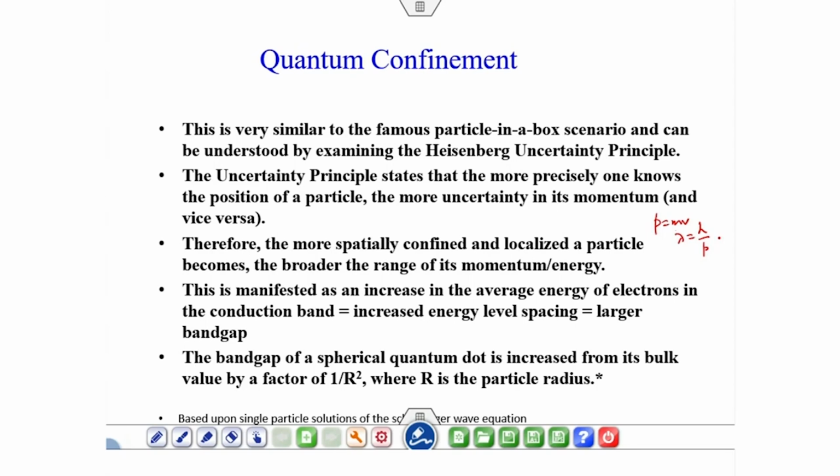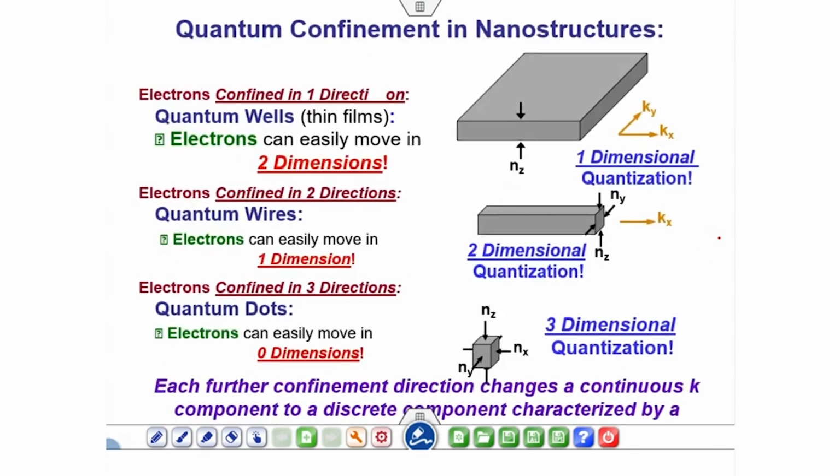So, the more you confine the particle in dimensions, like from 2D to 0D, the broader will be the range of momentum energy, and this is manifested as an increase in the average energy of electrons in the conduction band, that is, increase of energy level spacing or larger band gap. Normally, the band gap of spherical quantum dots is increased from the bulk by 1 by r square, where r is the radius of the spherical nanoparticle. This has been observed.